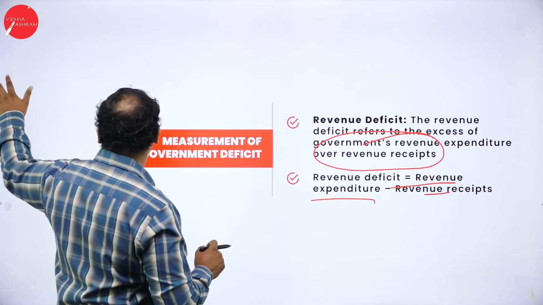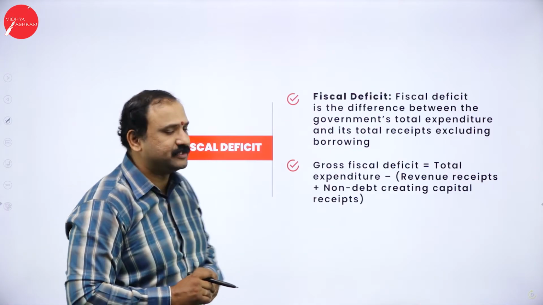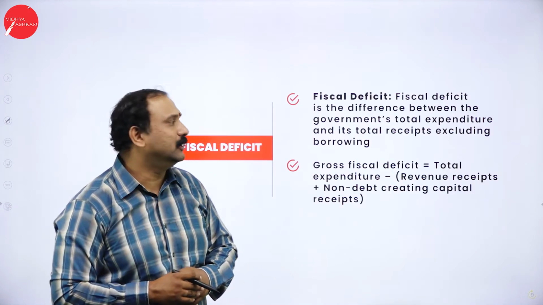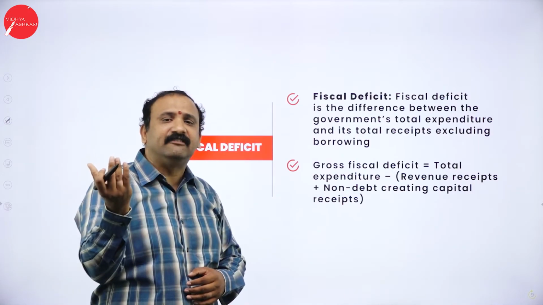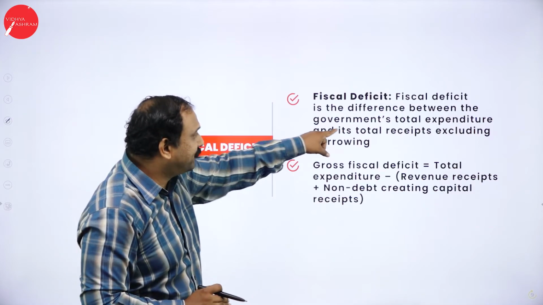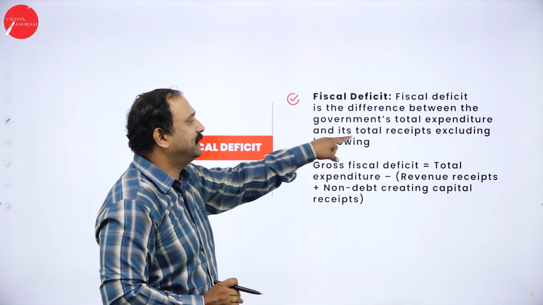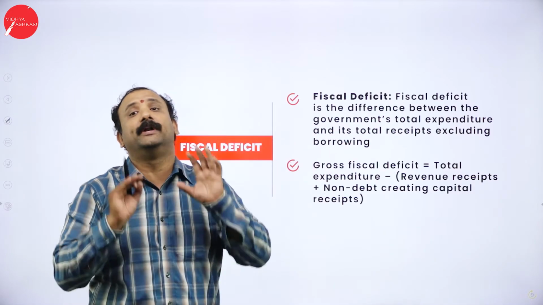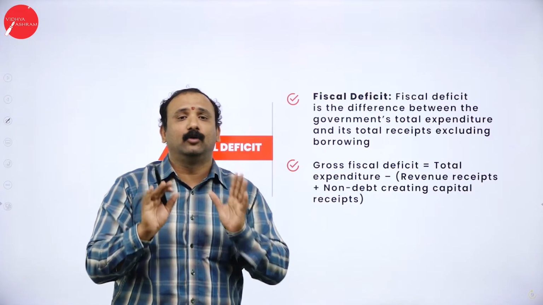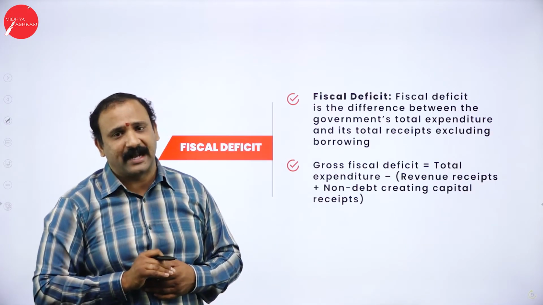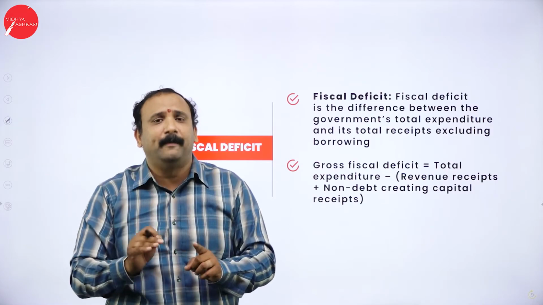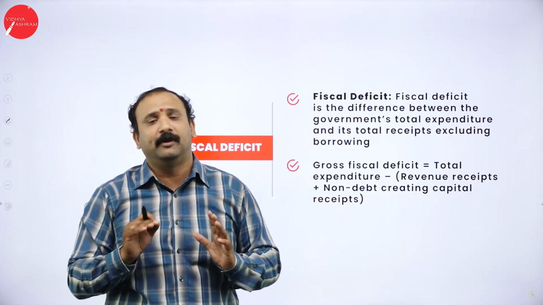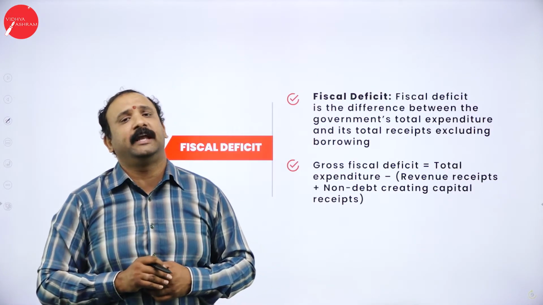Moving forward, fiscal deficit. What is a fiscal deficit altogether? Fiscal itself means expenditure. So it is the difference between the government's total expenditure and total receipts excluding borrowing. So we are not going to include borrowing. That's the most interesting factor. You cannot borrow money and expense it out. That will be a very bad situation for the economy.